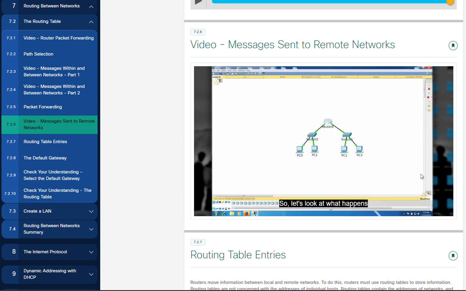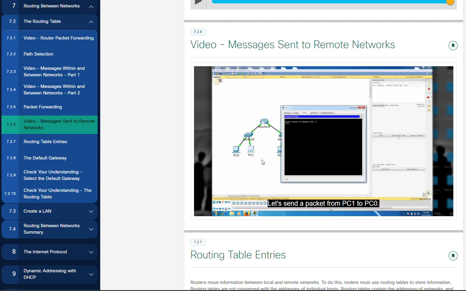So let's look at what happens when we send a ping packet from PC0 to PC2. I'm going to open up the simulation mode of Packet Tracer so that you can actually see the packets go back and forth. Let's send a packet from PC1 to PC0. So the first thing I want to find out is what is my IP address. I'm going to use the ipconfig command to find out what my IP address is. Then I'm going to ping PC0.